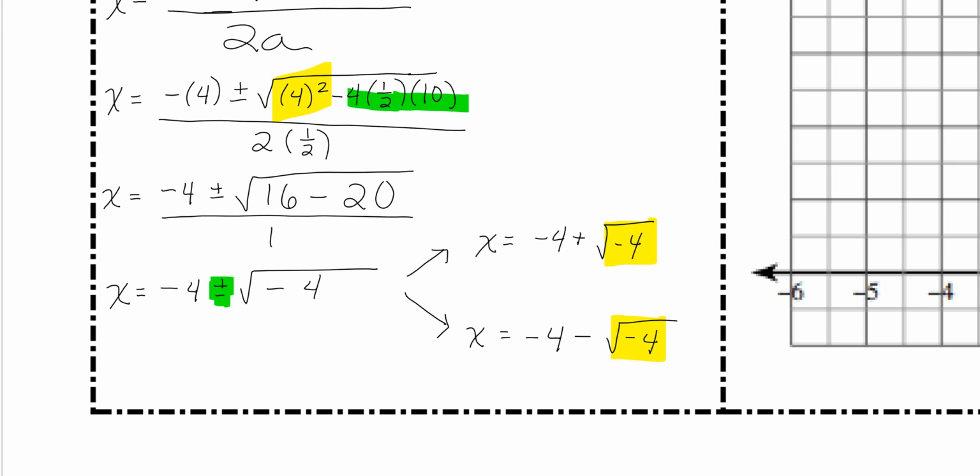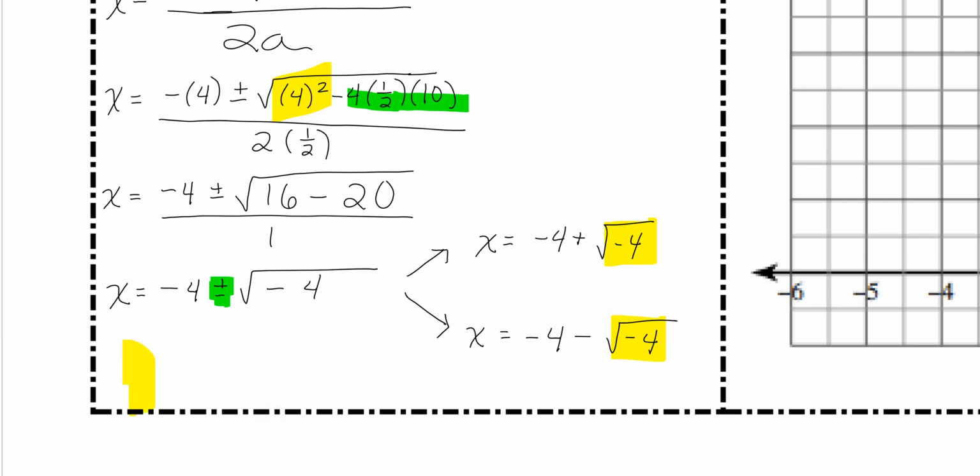If you take the square root of a negative number, you get something called an imaginary number, and we're not doing that right now. So if you get a negative number under your square root, that means your discriminant, which is the value under the square root, is negative. If your discriminant is negative, that means there are no real roots.